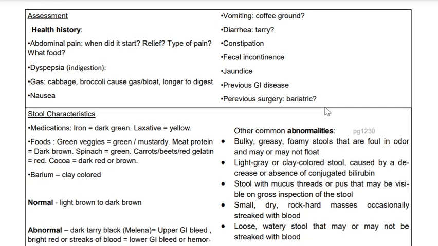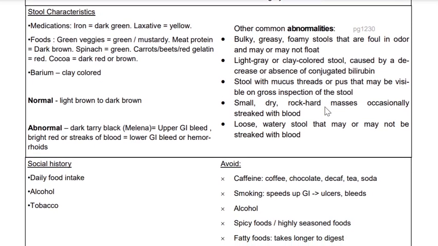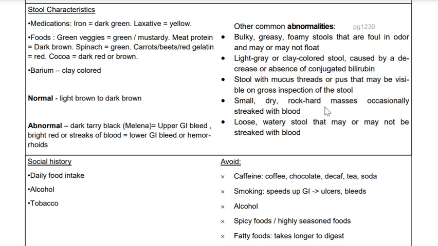Now, one of the big things when you work in a GI field is stool characteristics. What does the stool look like? It's almost like it tells you a little bit about what's going on in the body. So medications obviously can change the color of stool, and iron can change the stool to a dark green, and sometimes laxatives can change it to yellow. Foods, and she may want you to know this, green veggies obviously can make it green or mustardy looking. Meat protein could be dark brown. Spinach could make it green.